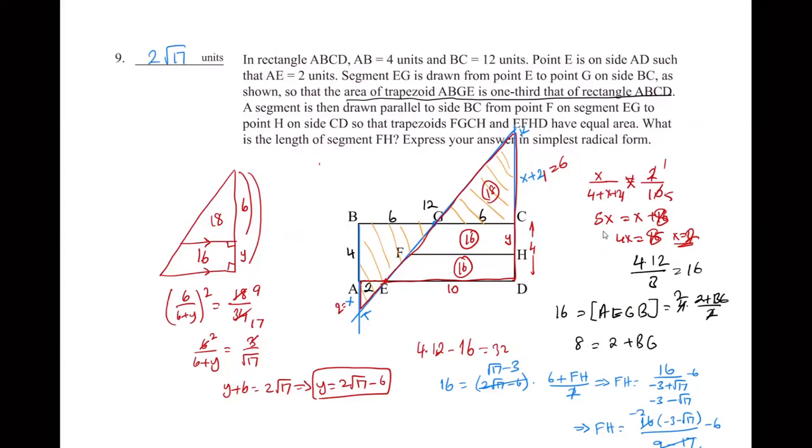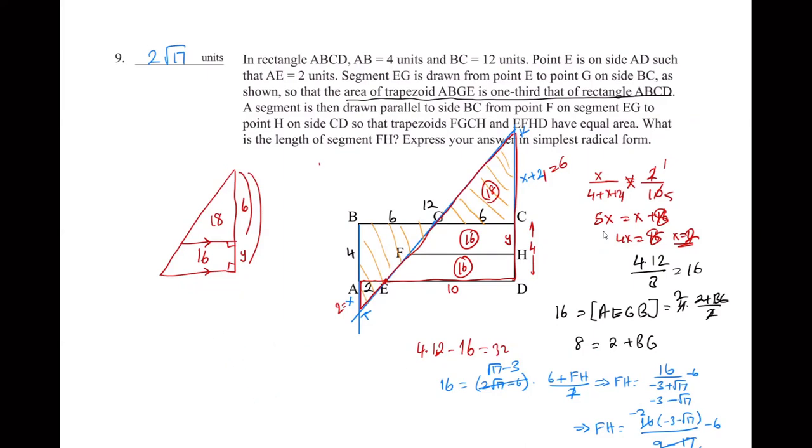Again, I should have done this a bit differently. I could just use FH and GC instead for this part. If I did it that way, it would be a bit better. So let me show you what I mean by that. I'm going to try it as well. As soon as we had this triangle, instead of using the y value to get what we want, we should just find FH.